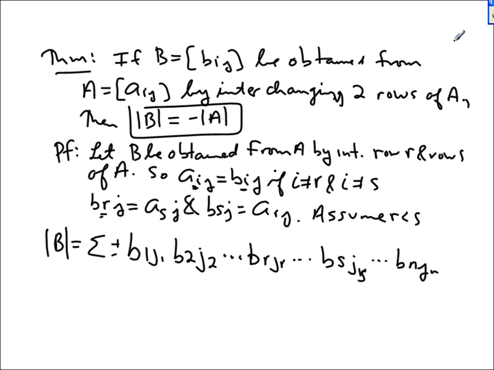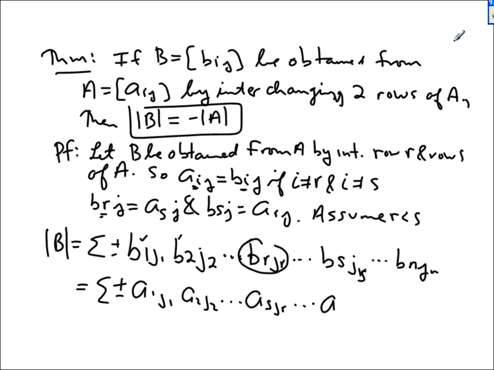Now, most of the time, I can just replace the B's with an A. This is the summation of A_1,J_1, A_2,J_2. But this one, that's A_S,J_R. The column didn't change. And this here is A_R,J_S, all the way up to A_N,J_N. Okay.